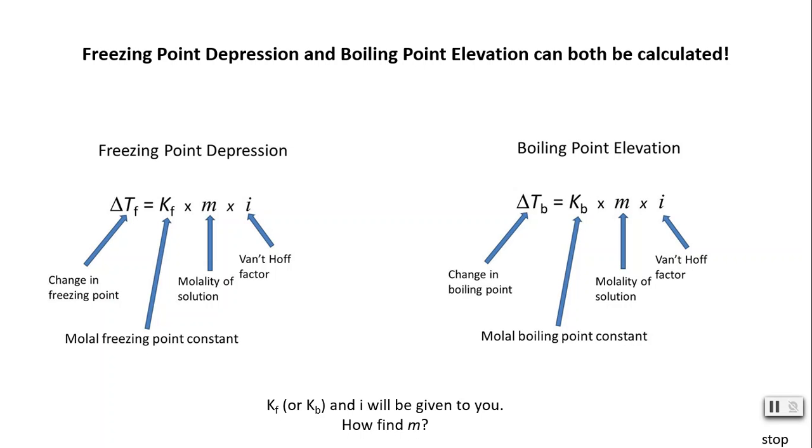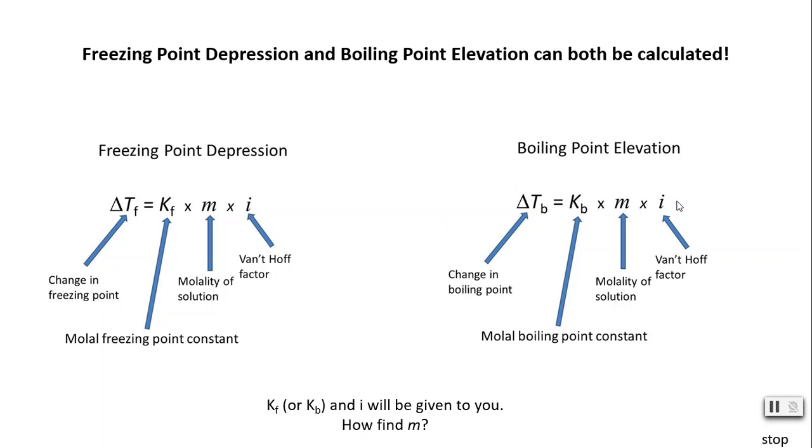So both freezing point depression and boiling point elevation have a constant that is in the equation. For the freezing point depression, that is this Kf. For boiling point elevation, it's this Kb. Those are constants that are associated with the solvent that is in the problem. And what's important for you to know is that those constants, those Kf or Kb values, will be given to you. What will also be given to you is this i value.